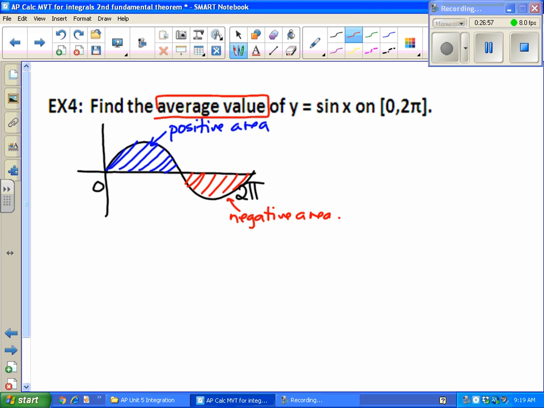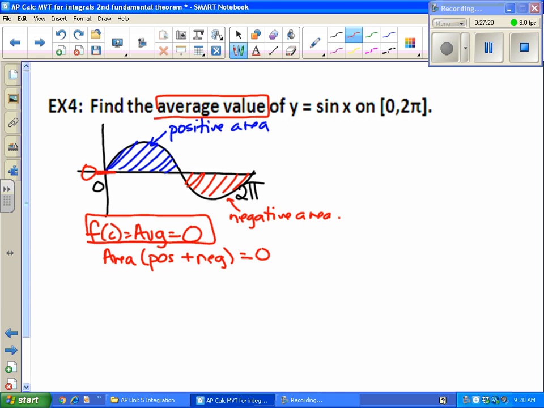Where would I go? Would I go up here? Would I go down here? Where would I go? I'd go to 0, wouldn't I? So the f of c value, which is the average, would equal 0, because the area, positive plus negative, equals 0. It's a little bit of a trick kind of a question.